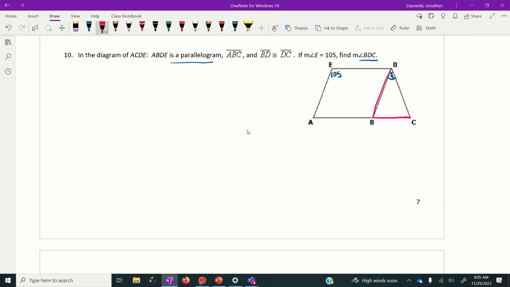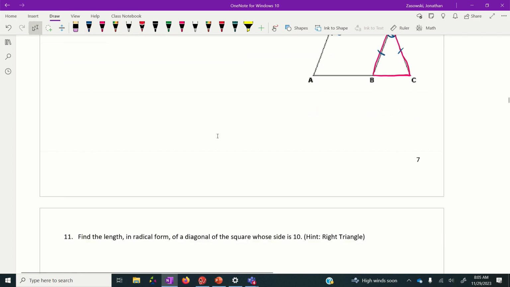And if you look at your directions in the question, we know that BD and BC are equal. So what type of triangle is it, and how can you use that to figure out the measure of angle BDC? So give this one a shot as well.